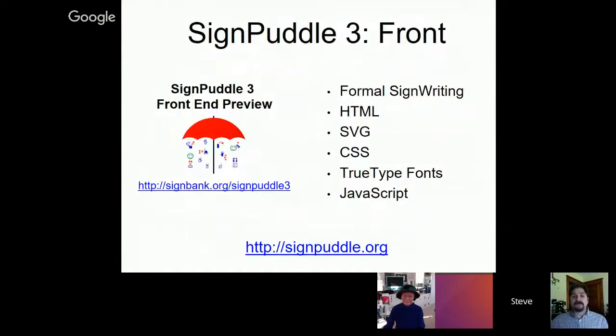The front end is based on formal SignWriting. You can copy and paste with that. It has HTML, SVG, cascading style sheets, TrueType fonts, and JavaScript. The SignPuddle 3 front end is what a regular user would use when they were writing or accessing the data. You can get to SignPuddle 3 development by going to signpuddle.org, or there's a direct link where SignPuddle 3 is actually available on signbank.org.